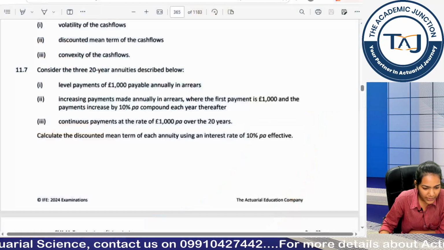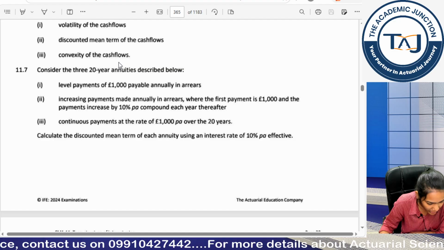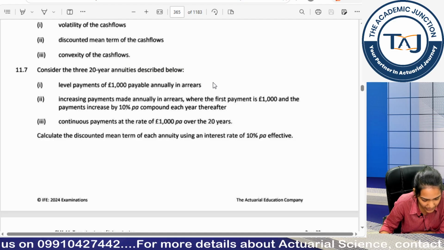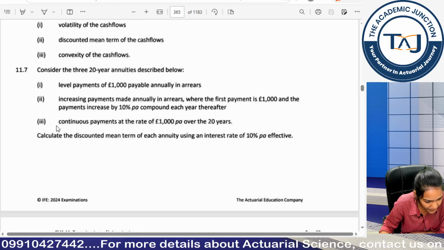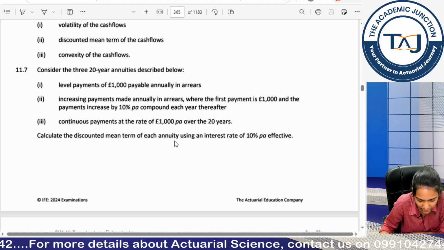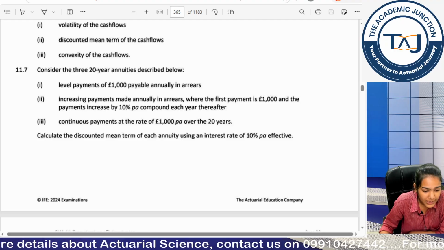So let's read what the question says. Consider the 20-year annuity described below: level payments of 1000 payable annually in arrears, an increasing payment, and continuous payments. We have to calculate the discounted mean term for each annuity using an interest rate of 10% per annum effective. Is this clear?